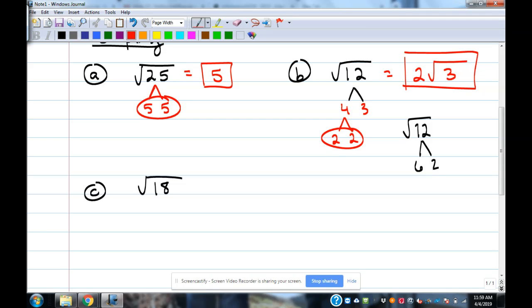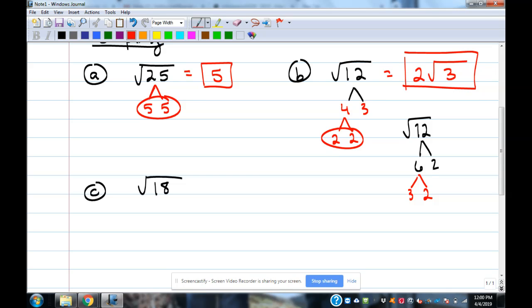So that means I need to break the 6 down. What does 6 break down as? 3 times 2. It's multiplying, not adding. So be careful. That's the most common mistake when we're doing factor trees: when you do your branches, instead of multiplying, you accidentally add. So 3 times 2 is 6.